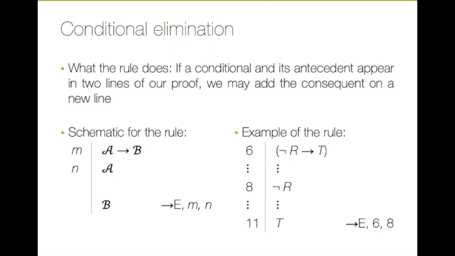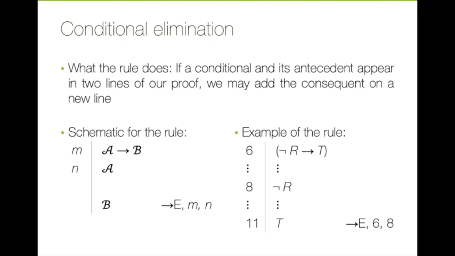Again, let's look at the schematic to see the structure of the rule. On line M, we have a sentence, if A, then B. And on another line N, we have the antecedent, A. The conditional elimination rule then allows us to add the consequent as a separate sentence on a new line. And we justify this new line by the rule conditional elimination and the lines M and N on which we found the original conditional and the line on which we found the antecedent.